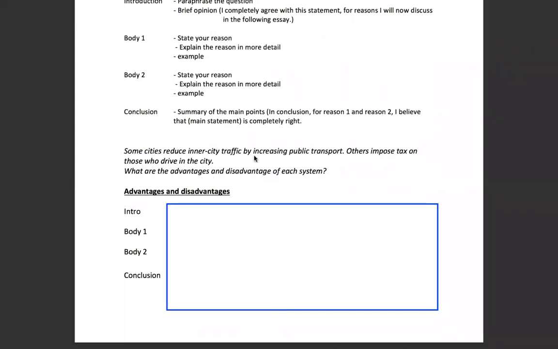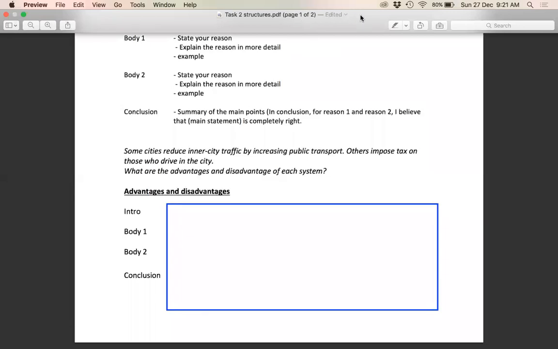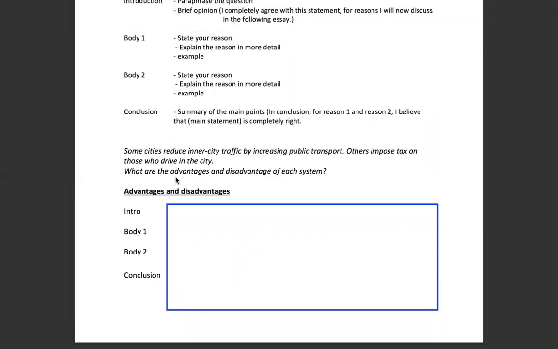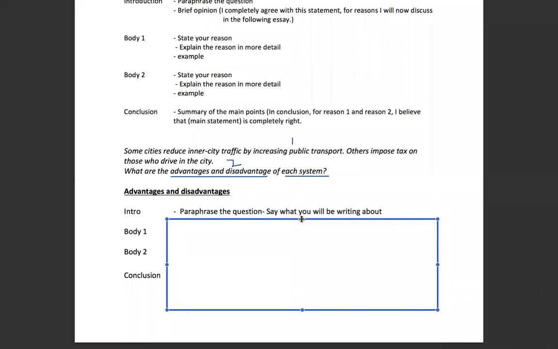Some cities reduce inner city traffic by increasing public transport. Others impose tax on those who drive. So we have 2 statements. Now it says, what are the advantages and disadvantages of each system? So sometimes you have 2 statements and you need to speak about the disadvantages and advantages of both. So the introduction is the same. We paraphrase the question, say what we're going to be writing about.